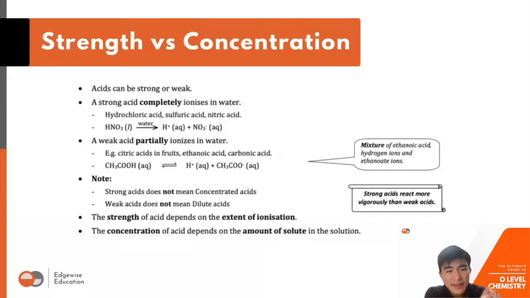Now let's move on to the next part, which is talking about strength versus concentration. Now, sometimes when we study this chapter, we say that the strength of acid and concentration of an acid is very confusing, right? For example, I say, oh, is this a strong acid or is this a concentrated acid? Does it mean the same thing? Actually, it's very, very different. Okay, now I'm going to break down the confusion for you and tell you what strength of acid means and what concentration of acid means. They are very different, okay?